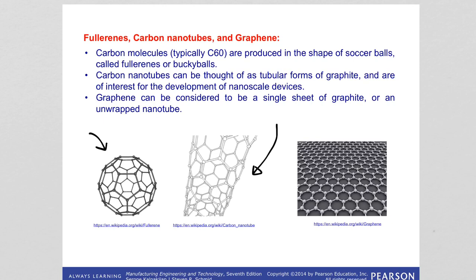And they actually have very unique properties. For example, one is that they have very high electric current carrying capability. They can be made semiconductors or conductors, depending on the orientation of the carbon structure.